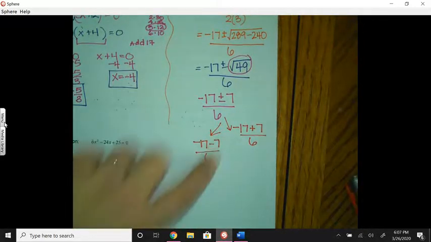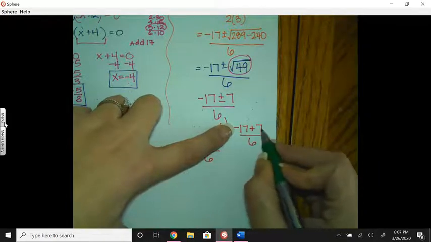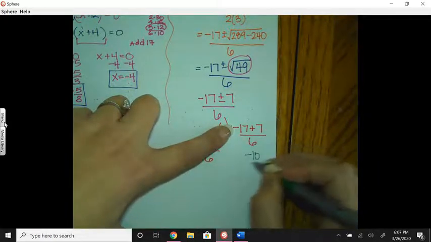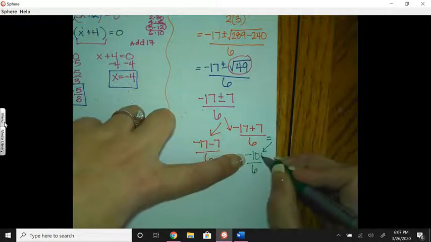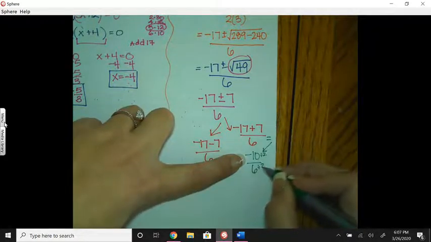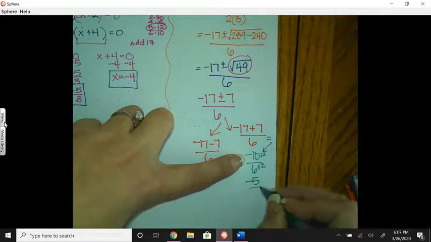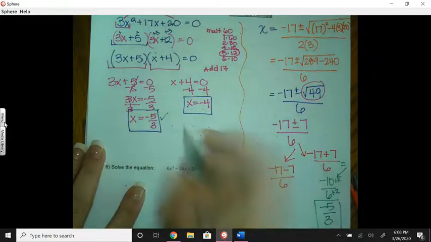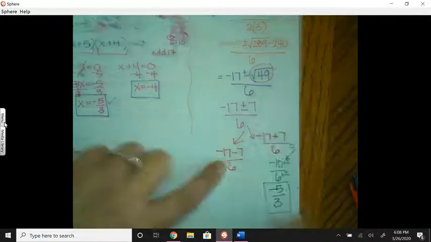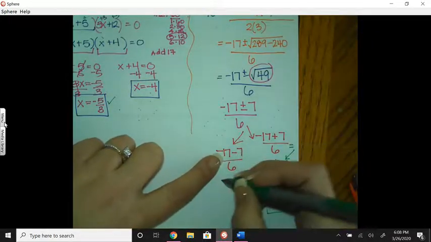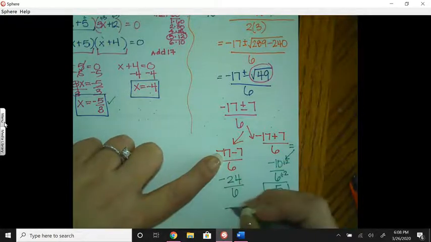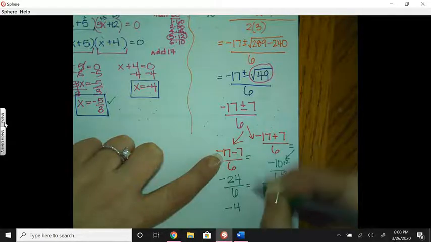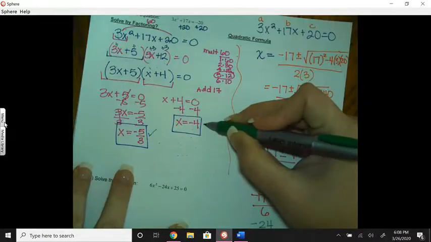So negative 17 plus 7, that's negative 10 over 6 here. And then we would simplify that. 2 goes into both of these. So we'd get negative 5/3. And that's exactly what we got over here. And then negative 17 minus 7 is negative 24. Divided by 6 is negative 4. And that's exactly what we got over here.